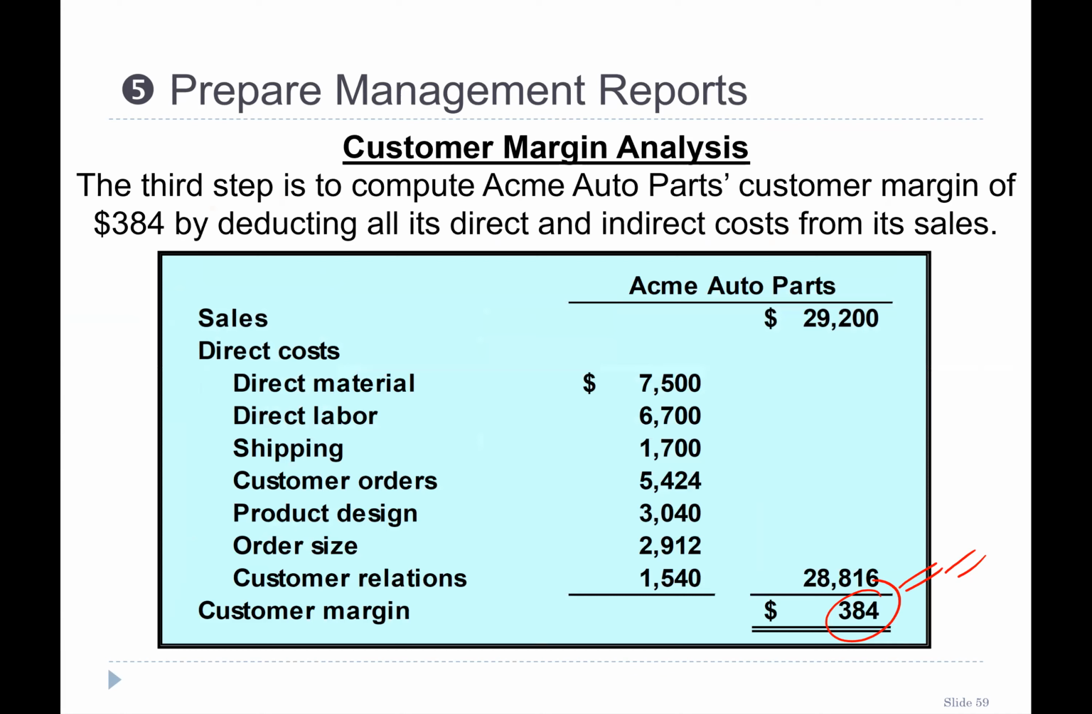So ABC can be used in different ways, because it not only includes the direct cost, it also includes indirect cost as well, right?